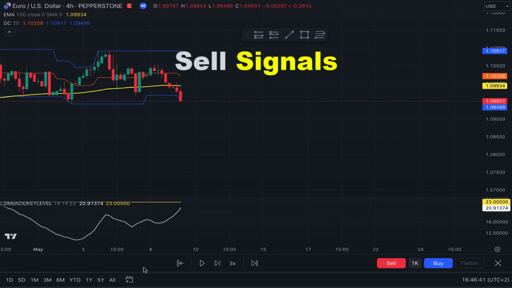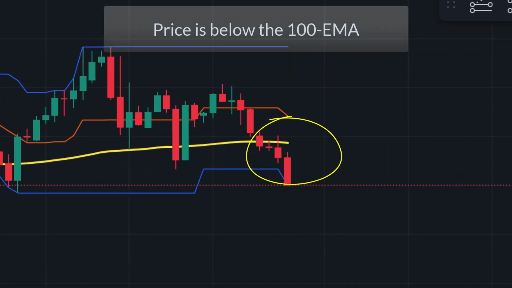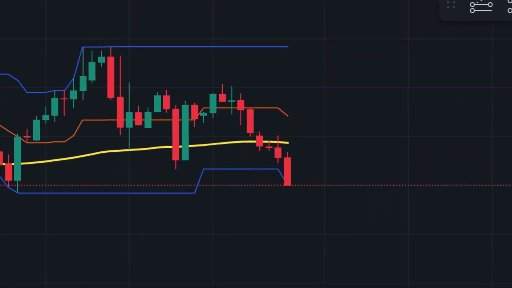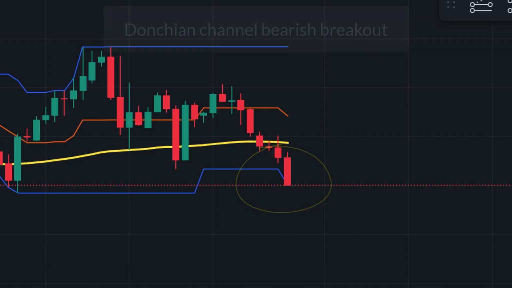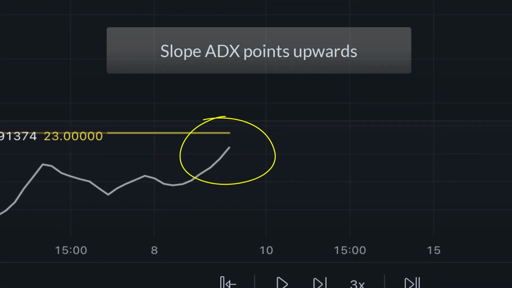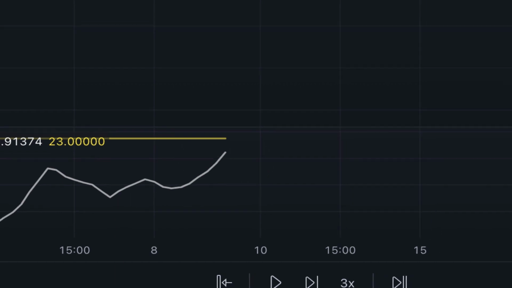Recognizing sell signals. And now, let's see how we spot a potential selling opportunity. Make sure the current price is below the EMA. Wait for a bearish breakout in the Donchian Channel. Finally, if ADX points upwards, we have a potential setup for a short position. It is not necessary that the ADX is higher than the key level 23.